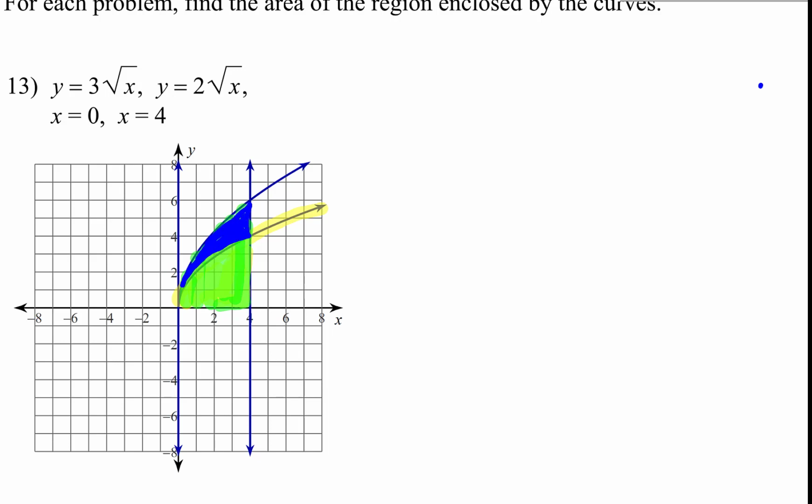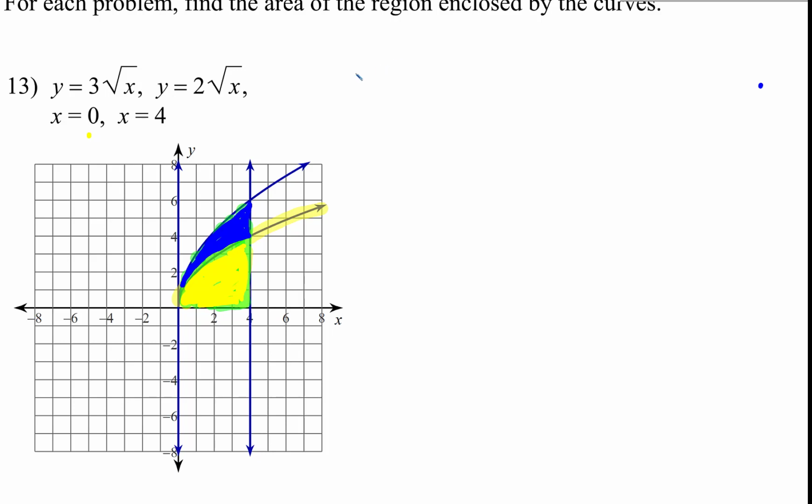Well, it's the 3 root x subtract the 2 root x. And remember, the area under a curve is an integral. So what we care about is that blue area. And here's our lower bound and our upper bound.